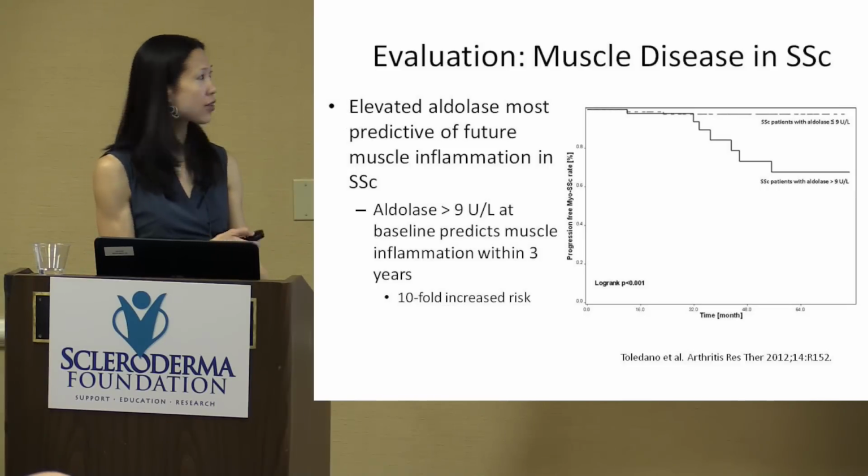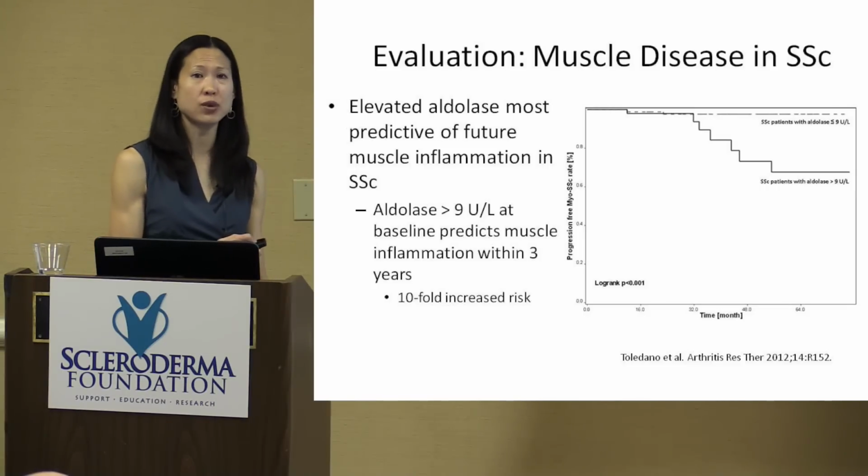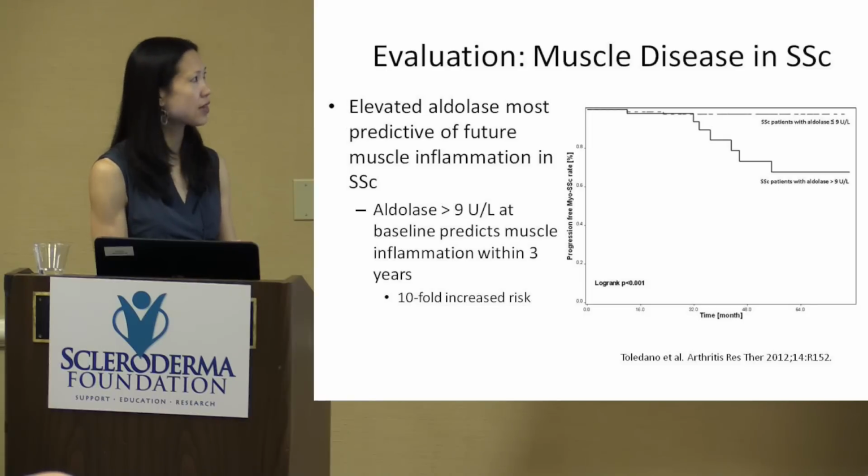Now the normal cutoff for aldolase is 7.2. So even a mildly elevated aldolase, once it's greater than 9 at baseline visit, it predicted the onset of muscle inflammation within 3 years, increasing your risk by tenfold.